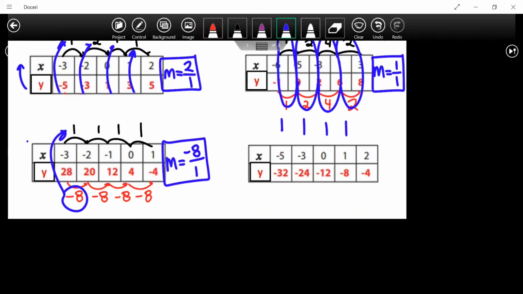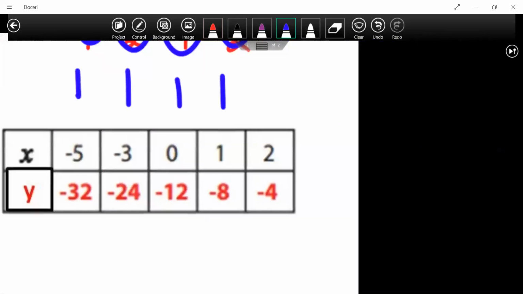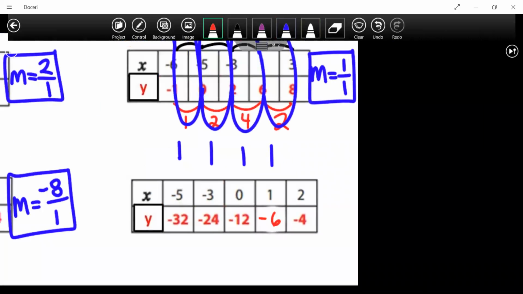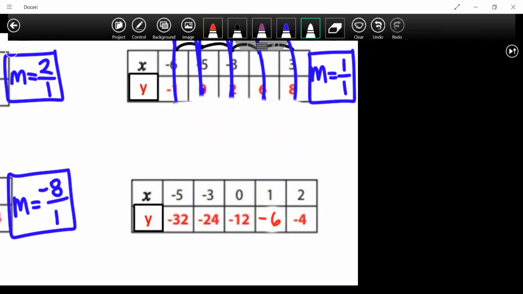Okay, do me a favor. Change that -8 to -6. I'm going to show you what happens when it doesn't work, because we can still find the ratios, but it just might not work to get the final one. Okay, what's our difference? 2. -3 to 0. 0 to 1. 1 to 2.